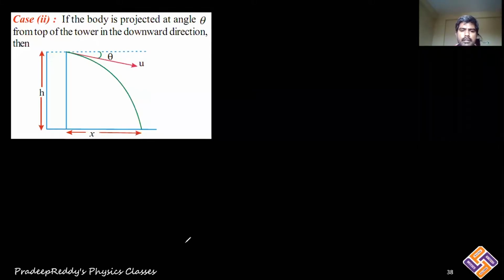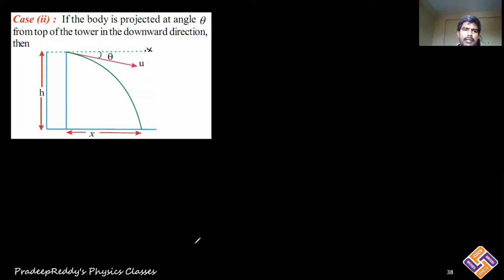Students, continuing the same topic which we have discussed in the previous lecture, we have a third case where a body is being projected with velocity u in such a way that it is below the horizontal. This is the horizontal, like the x-axis. The body is being projected making an angle theta below the horizontal. Therefore u is now in the plane.